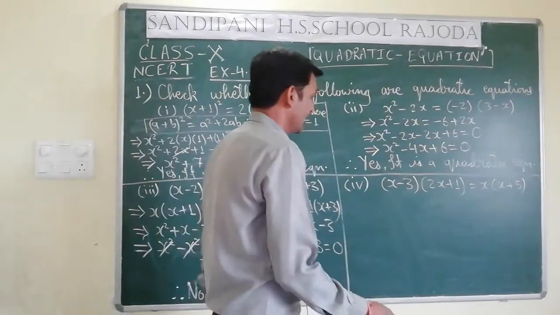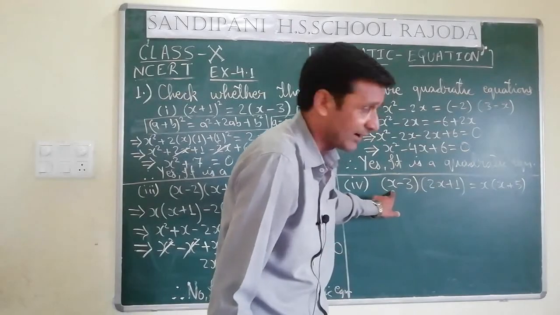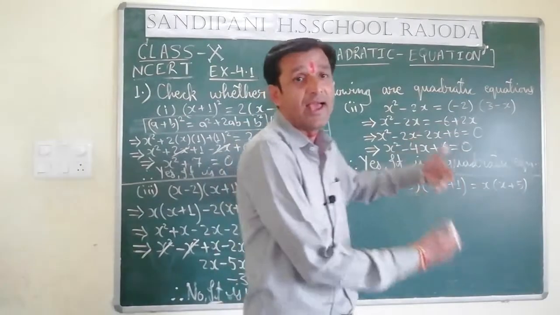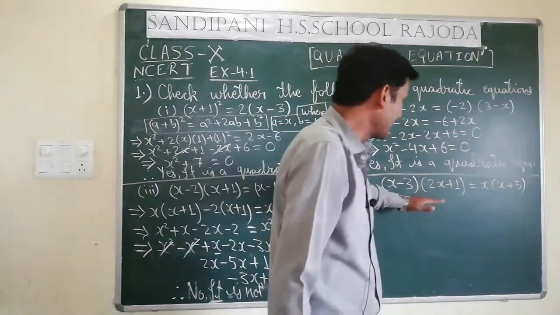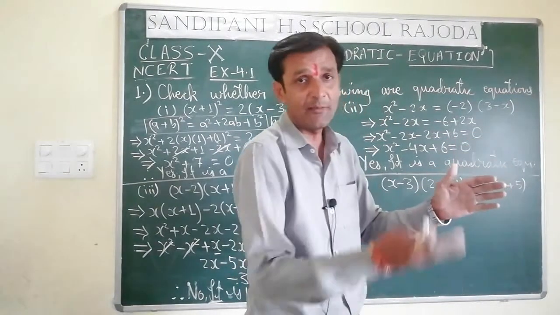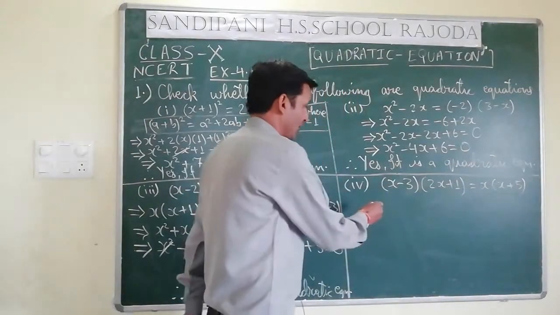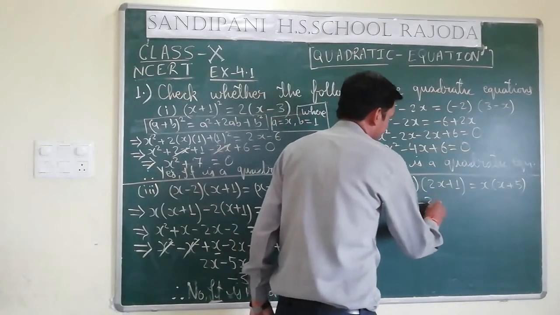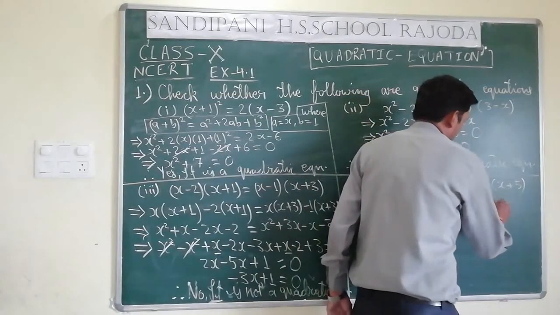Here also by estimation we can say that 2x into x is 2x square, but here it is only x square. So 2x square minus x square is x square, means x square term is existing. So we can say that it is a quadratic equation, but if you want to solve it in a proper manner, then you will have to proceed in this manner only, that it is x into 2x plus 1 minus 3 into 2x plus 1 is equal to x square plus 5x.